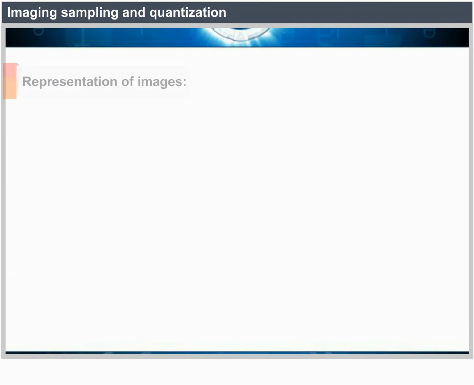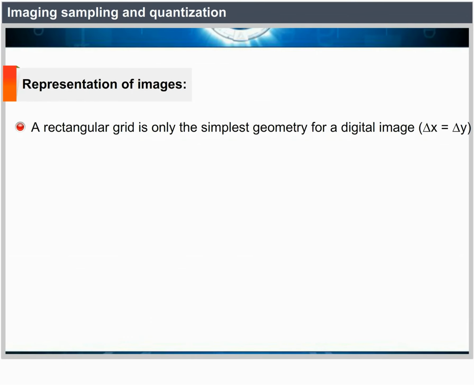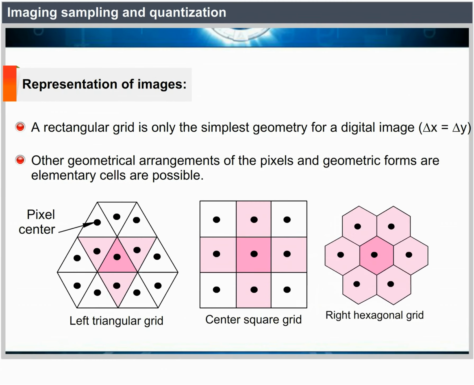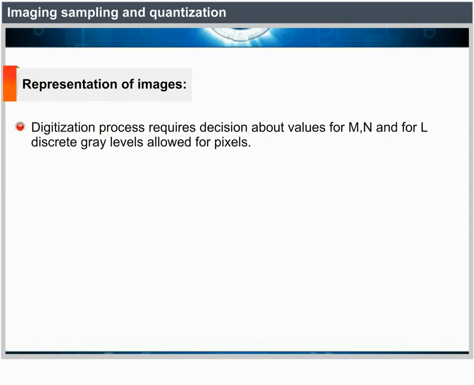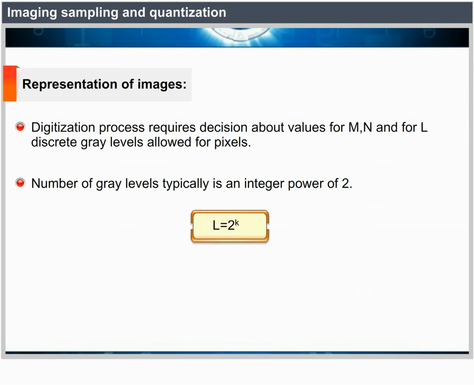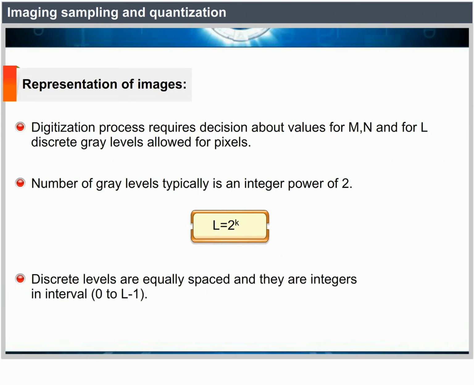Representation of images. A rectangular grid is only the simplest geometry for a digital image, with delta x equals delta y. Other geometrical arrangements of pixels and geometric forms of elementary cells are possible. The digitization process requires decisions about values for M, N and for L, the discrete gray levels allowed for pixels. The number of gray levels is typically an integer power of 2: L equals 2 raised to the power of k. Discrete levels are equally spaced and are integers in the interval 0 to L minus 1. This is known as the dynamic range of the image.